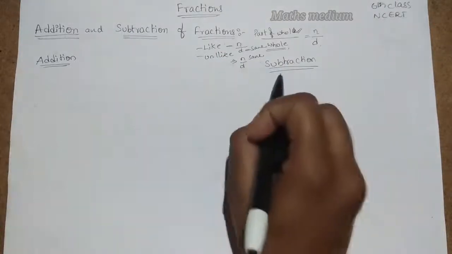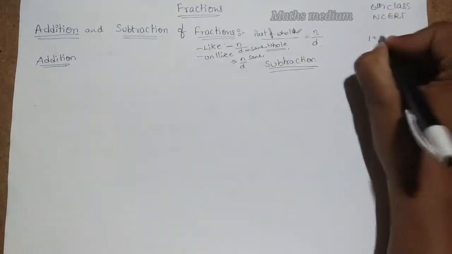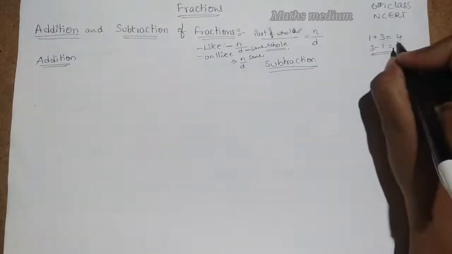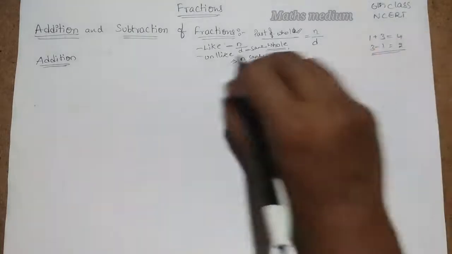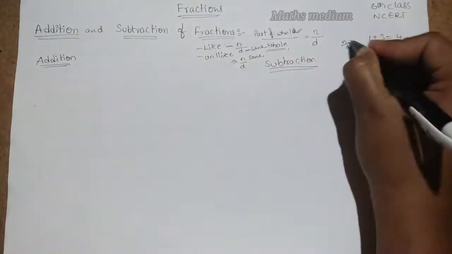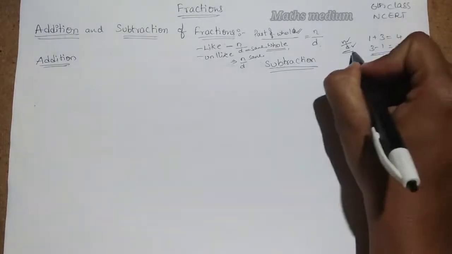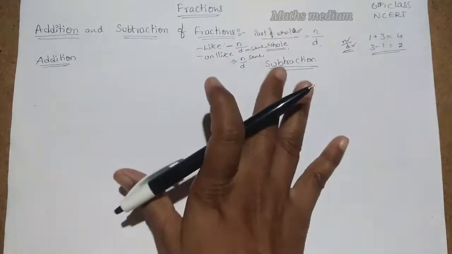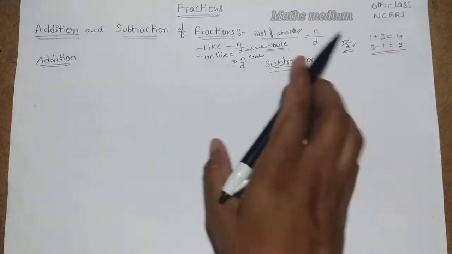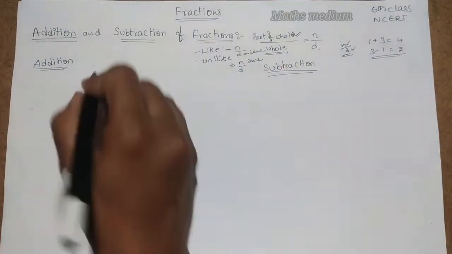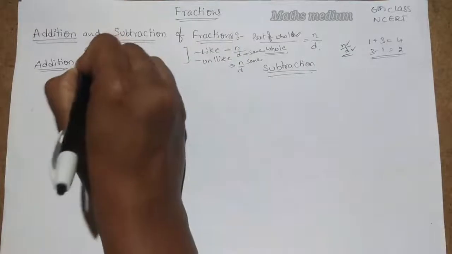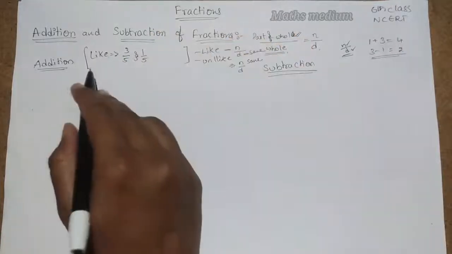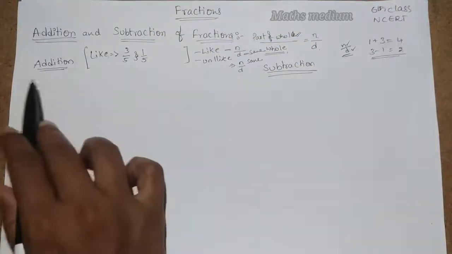Now coming to addition and subtraction, we know how to add whole numbers. 1 plus 3 is equal to 4. 3 minus 1 is equal to 2. This is about addition and subtraction of whole numbers. But fractions are in the form n by d, numerator by denominator. So how are we going to add or subtract given fractions? That is the main reason to learn addition and subtraction of fractions. I am taking example fractions, like fractions 3 by 5 and 1 by 5, to learn addition and subtraction.